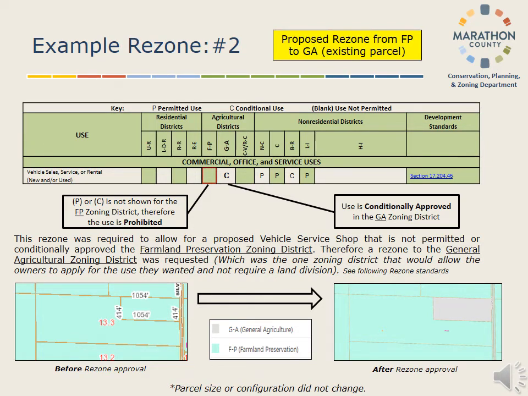On the right, you will see a gray box, or gray area, and that is the result of the rezone to the general agricultural zoning district. As you can see, there was no change to the parcel size or configuration. It is important to note that prior to the start of construction or start of use on site, a conditional use permit is required to be obtained from the County Board of Adjustment.